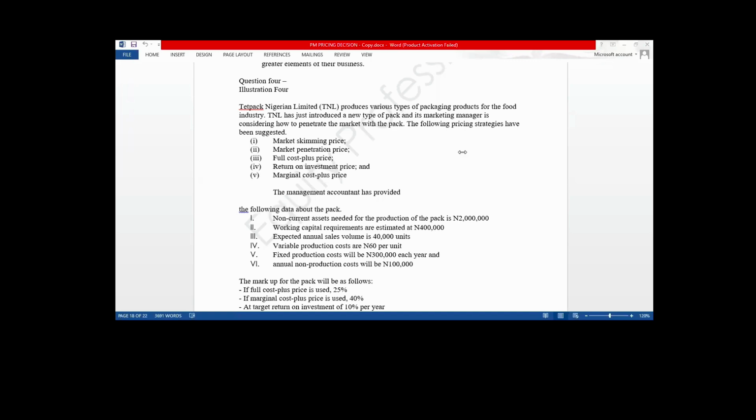Then the last one, marginal cost plus pricing method. Who is speaking to this?